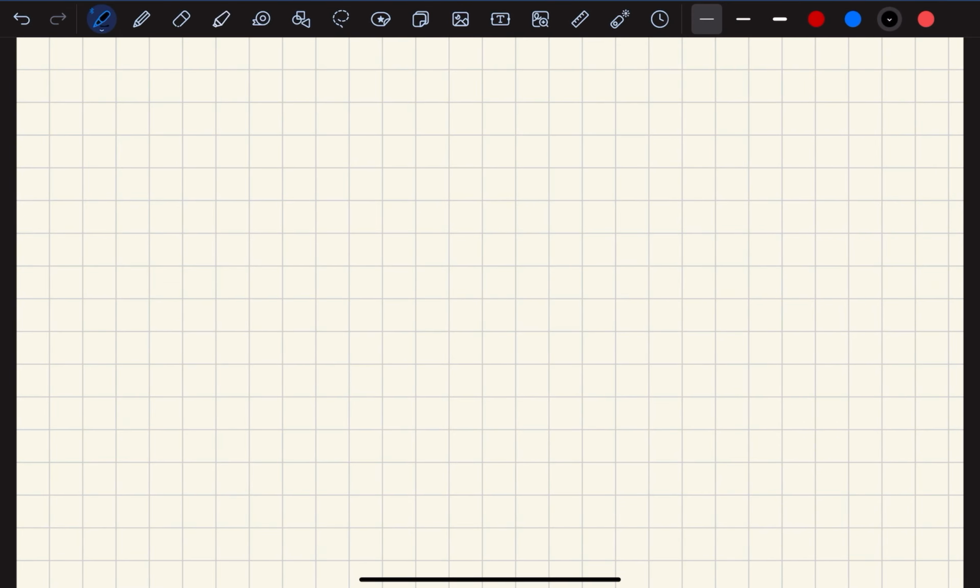Hello everybody. So today we are going to study a new chapter which is called light. Definitely some of you have studied light earlier, in which you know something which is called rectilinear propagation of light.